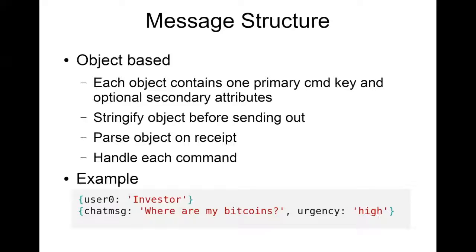So as an example, to initiate a chat session, the client may say, my name is investor, and I want to ask this question, and possibly I might want to make that urgent. Now, this example doesn't actually use urgency. I'm just putting it there to illustrate a secondary attribute.